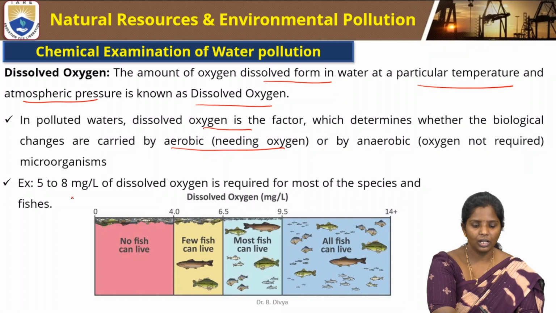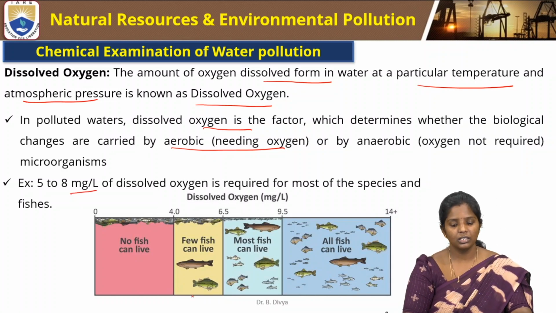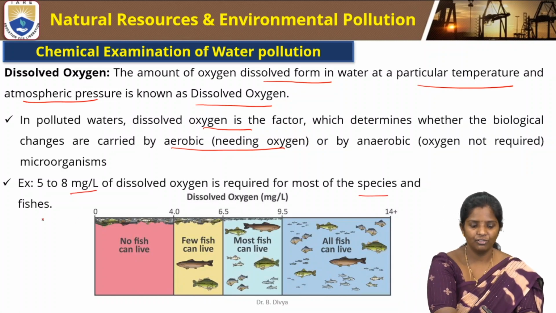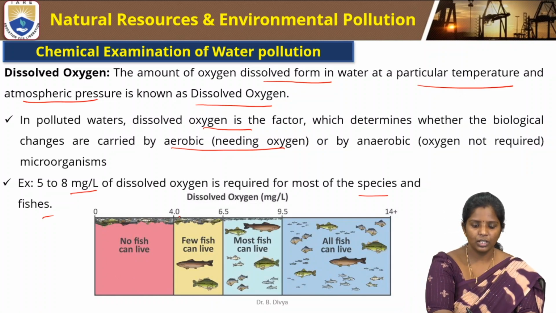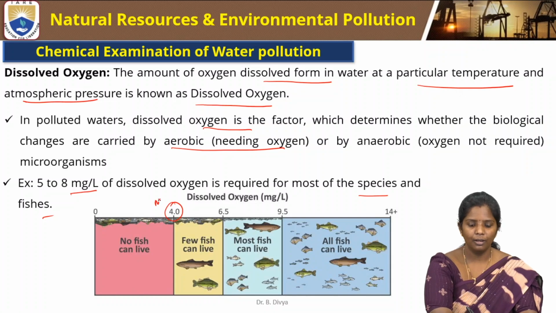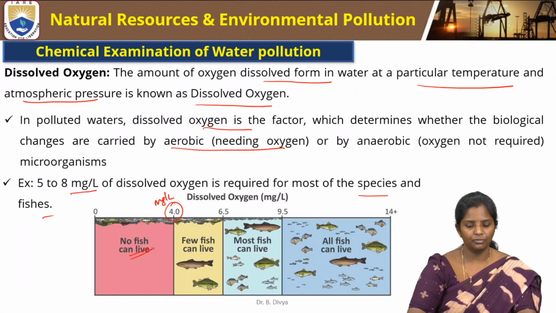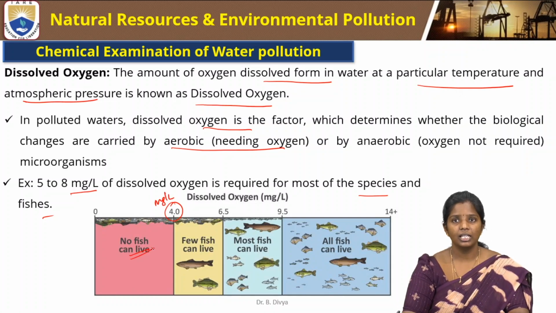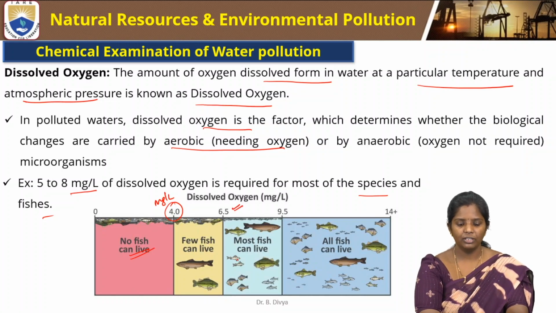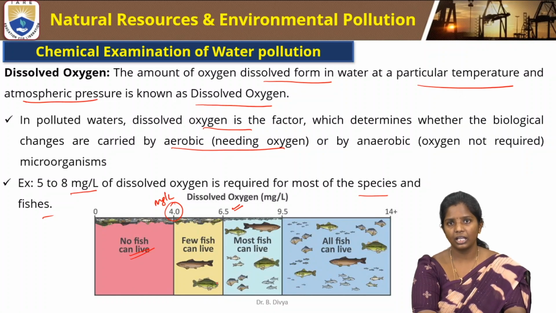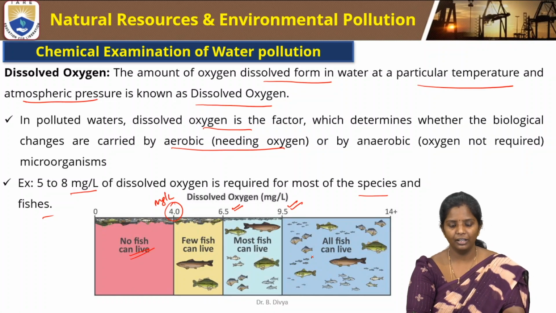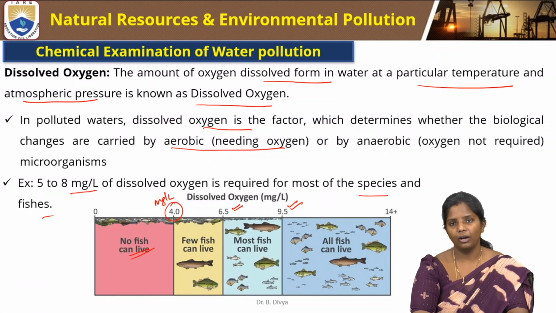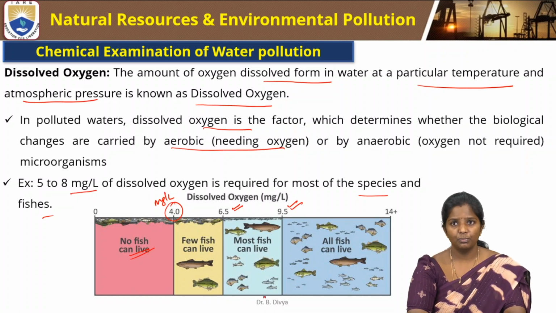For example, 5 to 8 milligram per liter of dissolved oxygen is required for most species and fishes. If the dissolved oxygen is 0 to 4 milligram per liter, no fish can live. It is not sufficient for fish survival. From 4 to 6.5, a few fishes can live, some species of fishes. When it is 6.5 to 9.5, most of the fish can live, almost all types of species can live.